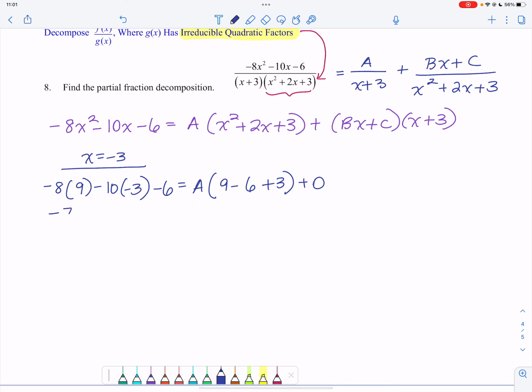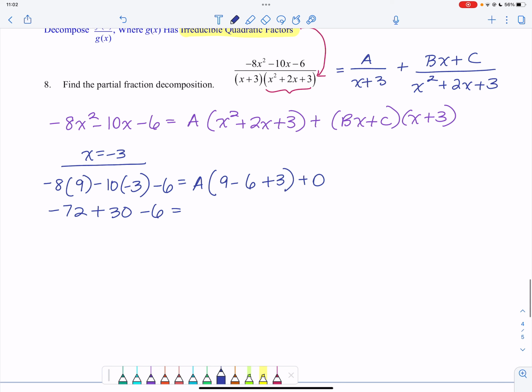So we have negative 72 plus 30 minus 6 equals 6a. Negative 72 plus 30, and then subtracting 6, we have negative 48 equals 6a. And of course, a is equal to negative 8.